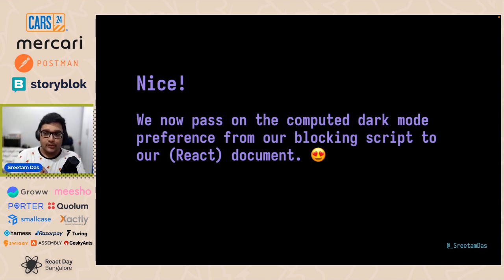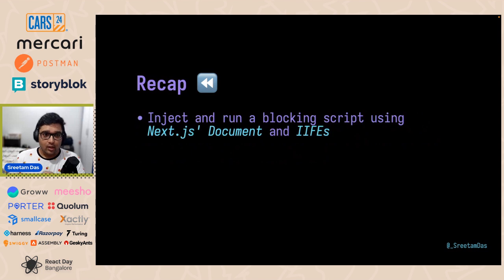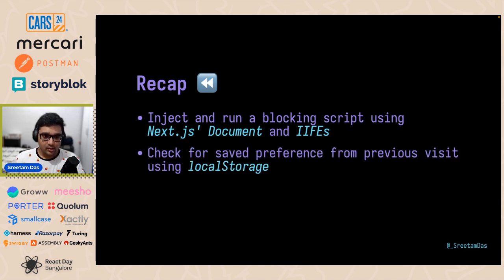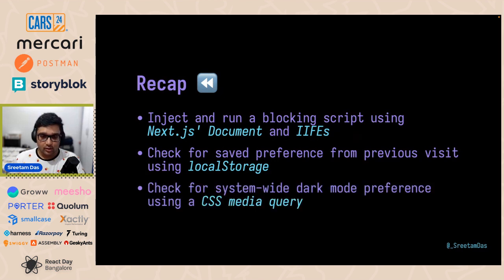Okay, so before we put everything together, let's recap everything once more. So what do we have? As soon as the page is loaded, we wanted to inject and run a script, which we're now able to do with Next.js's document, as well as ifs. We are able to check for a user's saved preference from their previous visit using local storage. We are also able to check for the system-wide preference using a CSS media query. And we're also able to fall back to a light theme.